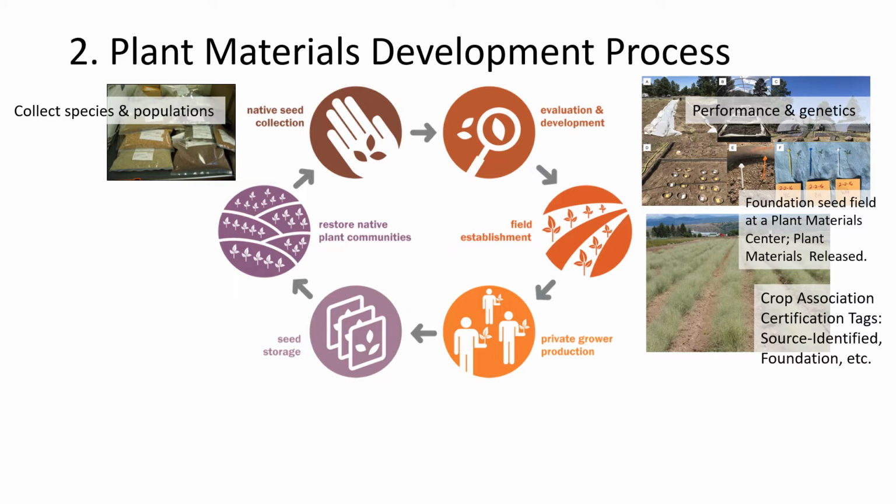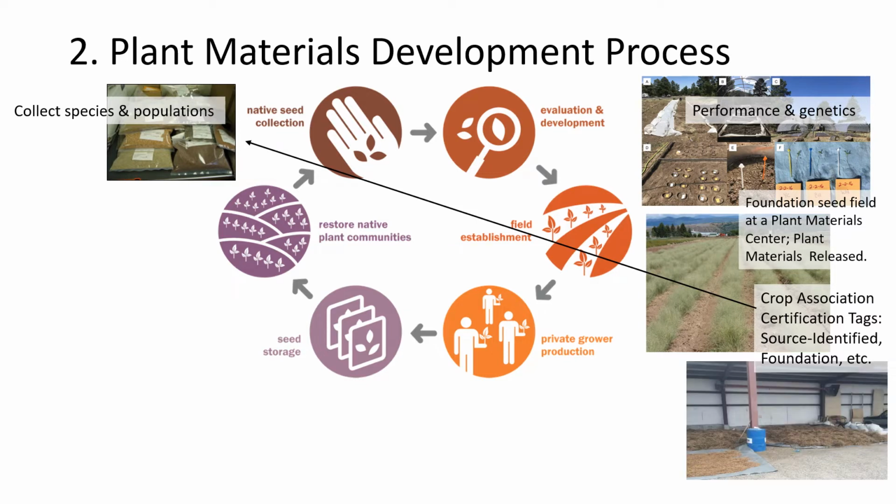At this point, whenever the seed is grown, your state crop association will usually be able to inspect it and certify it with tags that say, yes, this germplasm is what we say it is and it's dependable. Those tags might be for the foundation seed or source identified seed or other. Certification tags can also be given to just bags of wildland collected seed. Some species, like shrubs, don't lend themselves to increase in an agronomic setting well.